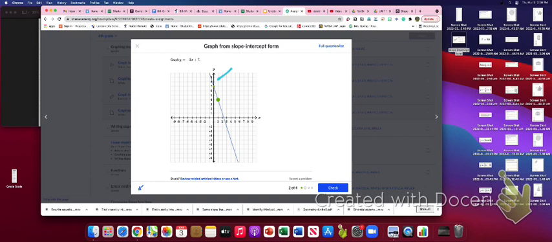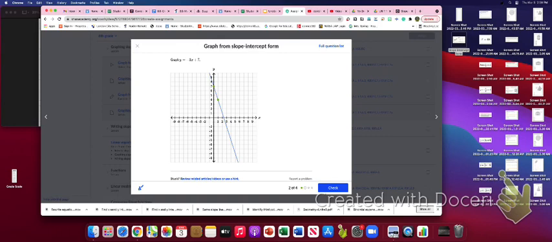Now this is my line. My y-intercept is positive 7. And from that y-intercept, I went down 3 and over 1. And it was negative. My line is going down. And so after you have it in the right spot, then you click check.